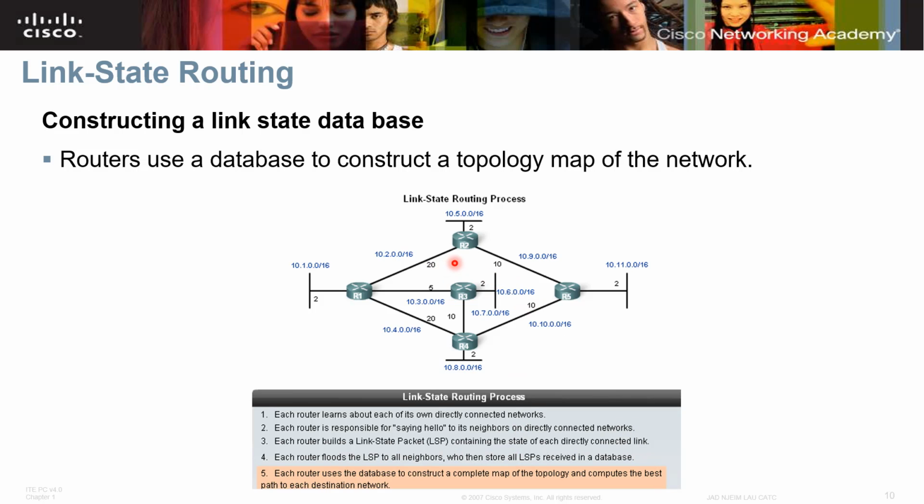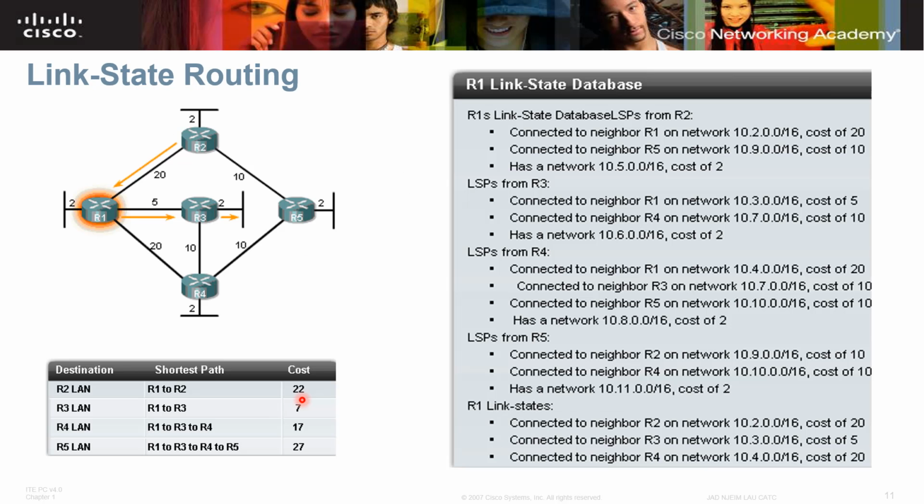And once we have this map, we will apply as in the first slide. We will select all destinations and select the path to each destination: the best path, or least cost path, or shortest path to each destination. Once I build this global view or this database, this is the shape of the database.